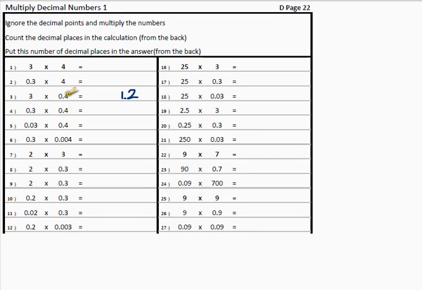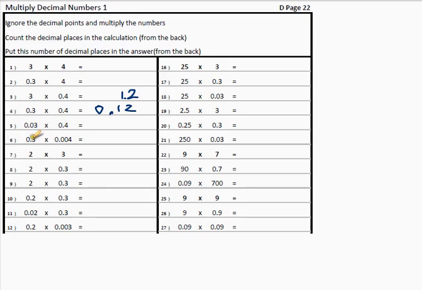Let's look at number 4 here. 0.3 times 0.4. 3 times 4 is 12. We have there one number and there one number after the point. In other words, we've got 2 numbers after the point, so we need two numbers after the point in the answer. There's one number, there's another number, so my point will go there. Before the point I need a 0. Okay? Now you try number 6, pause the video.